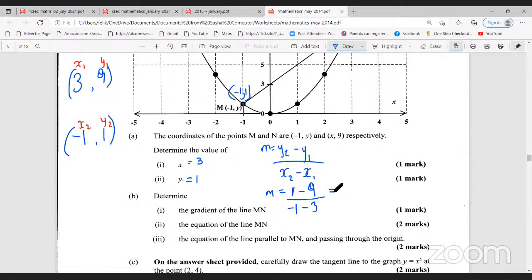Now work that out for me and tell me what's the answer. Miss, I have negative 8 over 4. Negative 8 over negative 4, it will be. Okay, good. And so what's that? The negatives cancel out, so positive 2. Good. So write the final statement. M equal to.